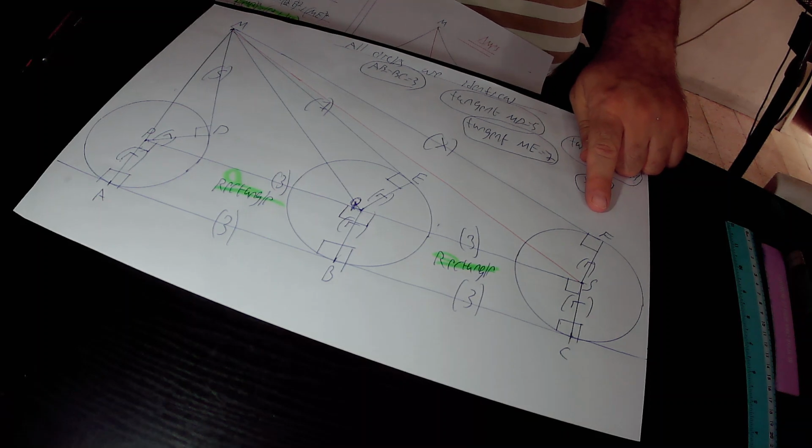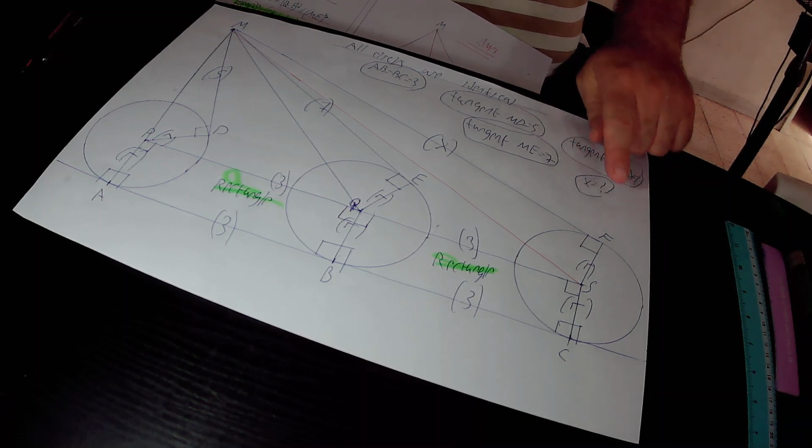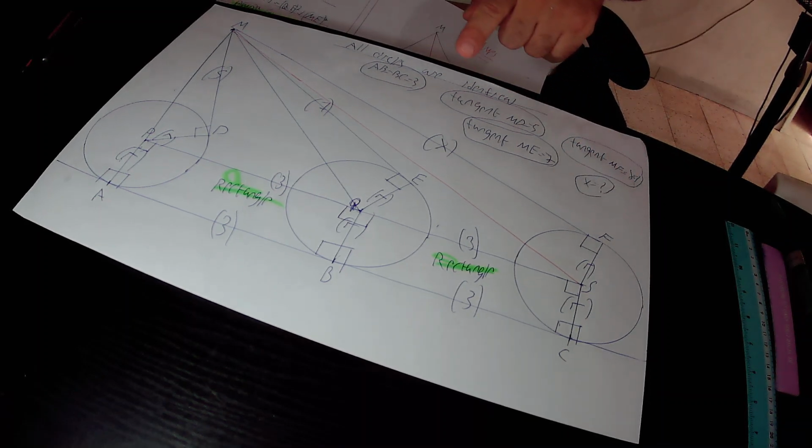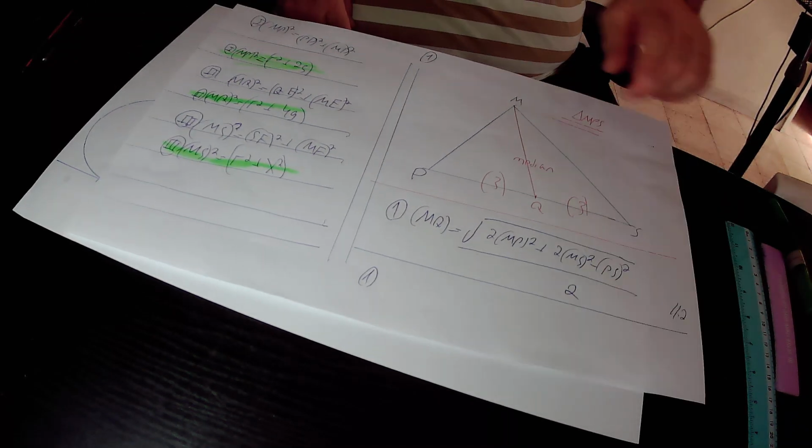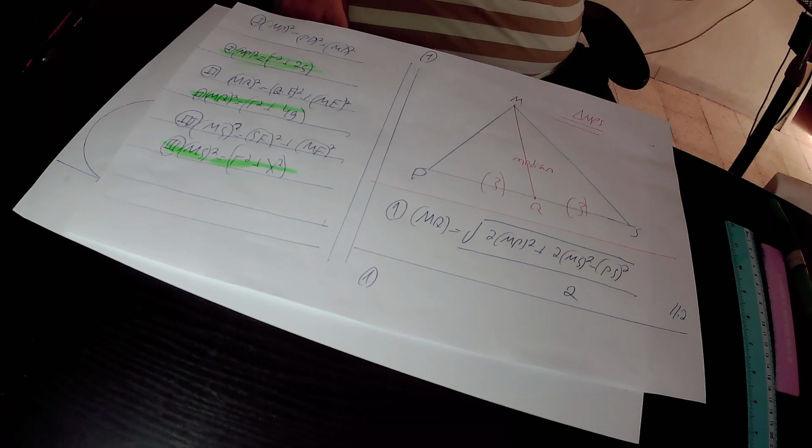SF square. SF is R, therefore SF square is R square, plus MF square. MF is X, so MF square is X square. So in total, according to equation 3, we find that MS square equals R square plus X square.